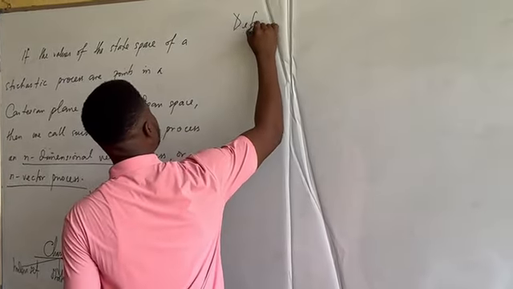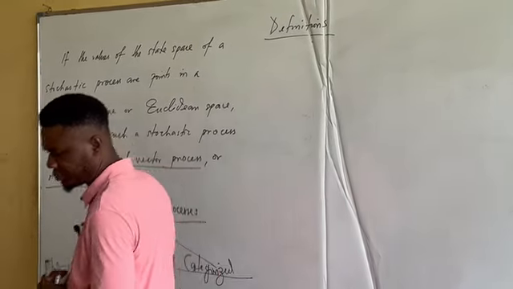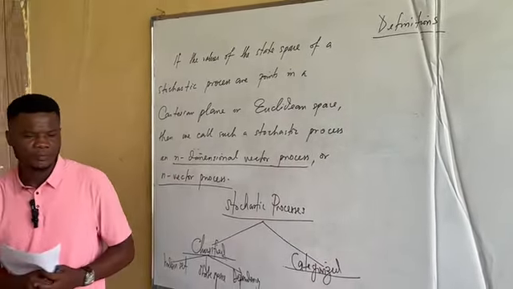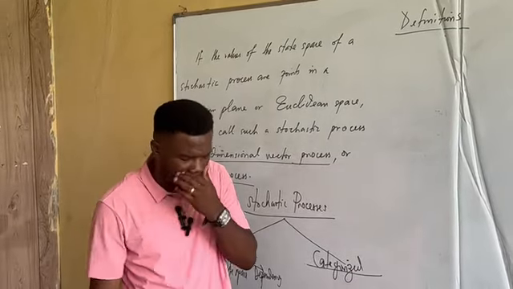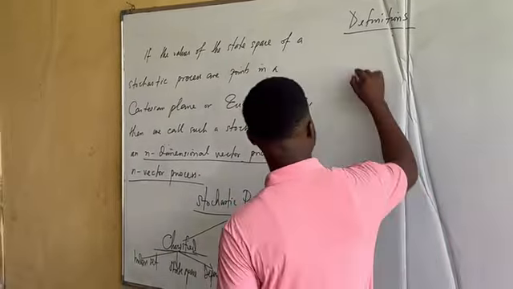So please, let's now go into definitions. Quickly. Definition number one. Definition number one is the index set.